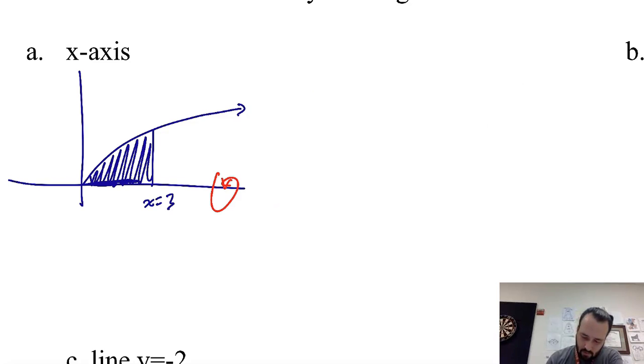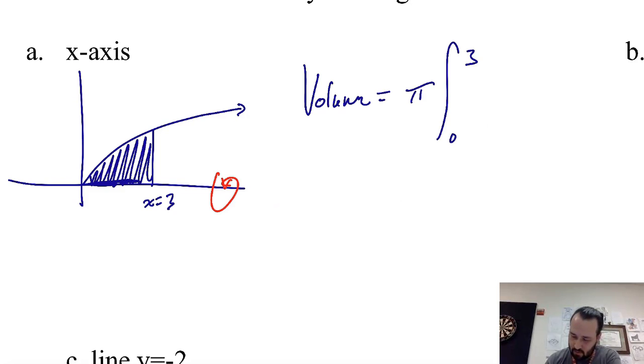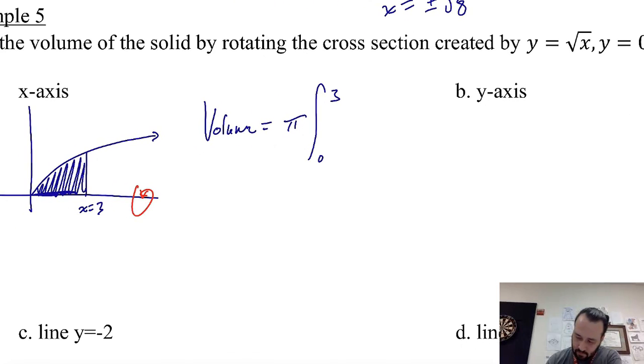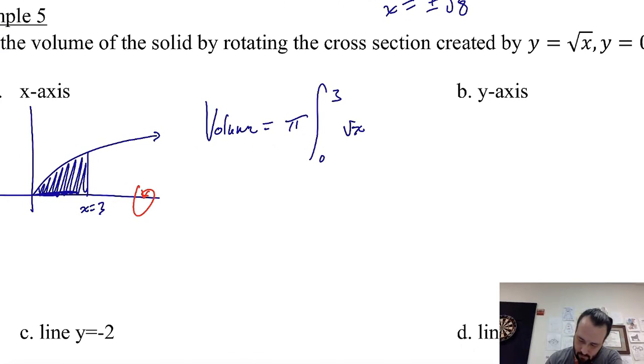So my volume is pi, the integral from 0 to 3, because that's where it's being cut off, of my function in terms of x.